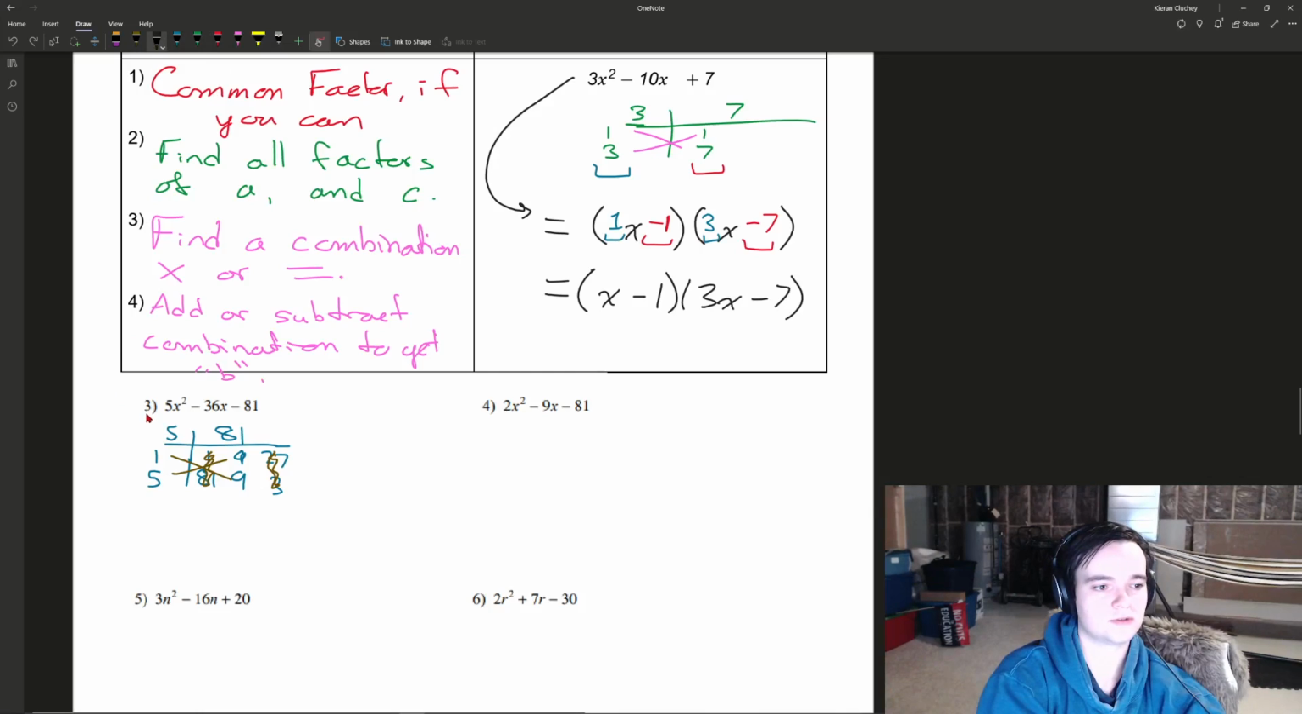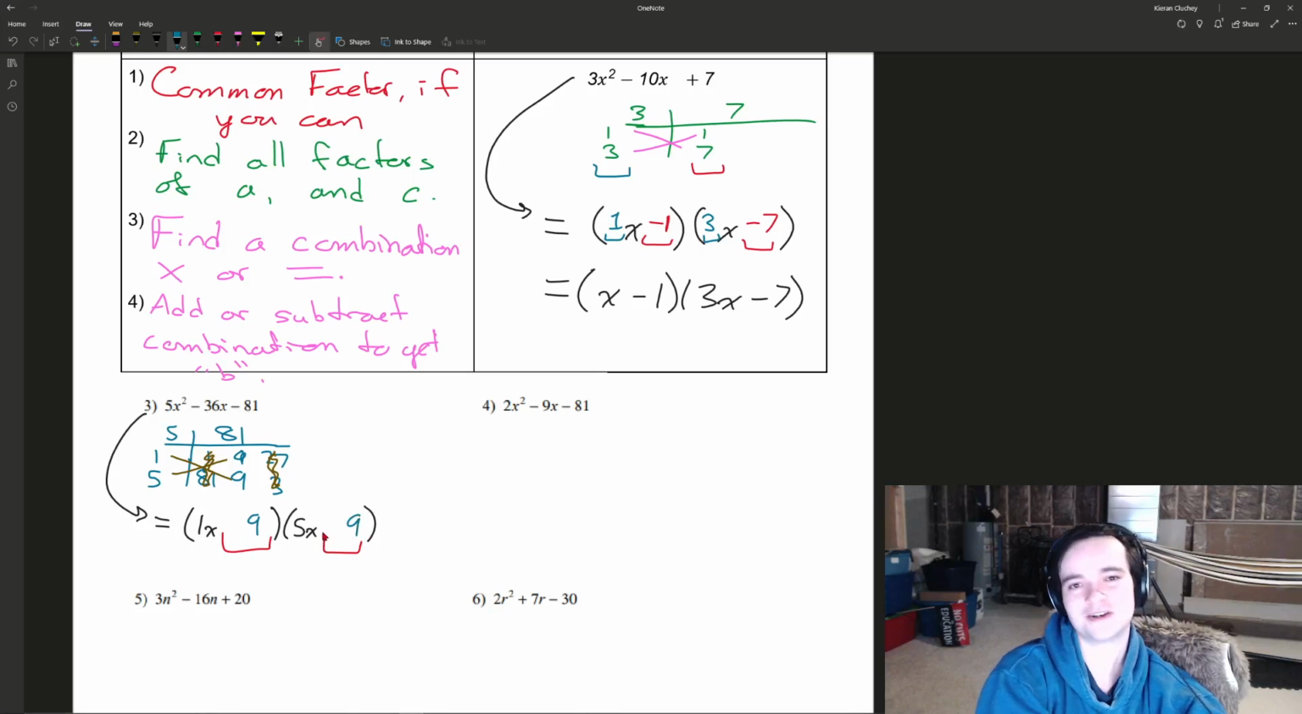So I will write out my brackets. And I know it's going to have this shape. I know there's going to be sets of 2 brackets. And I already know that 1x and 5x go here. I just need to decide the negative or positive 9 and 9. Actually, I know more than that. I know 9s have to go here, because they're both 9.